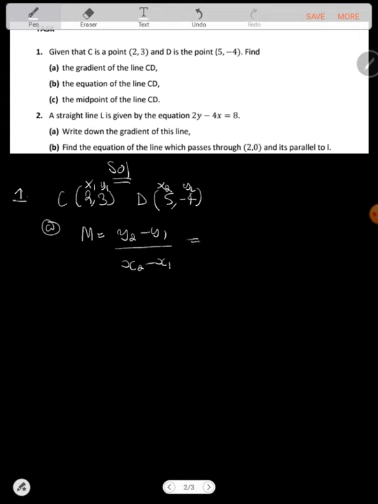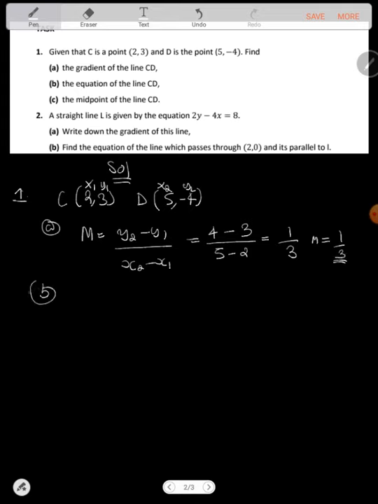So let's replace. y2 is 4 minus y1 is 3, x2 is 5, x1 is 2, we have 1 over 3. So the gradient is equal to 1 over 3.